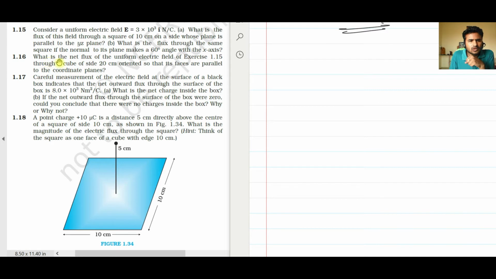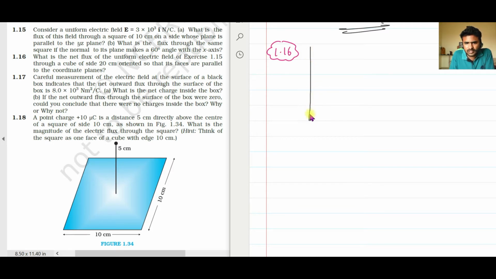It says: what is the net flux of the uniform electric field of exercise 1.15 through a cube of side 20 centimeter oriented so that its faces are parallel to the coordinate planes? Okay, so now they're asking how much will be the total flux through a cube. Obviously the total flux is going to be 0. Why? Because it is not enclosing any charge, right? Correct. Because whatever flux enters, the same flux will leave. Let me show you that.